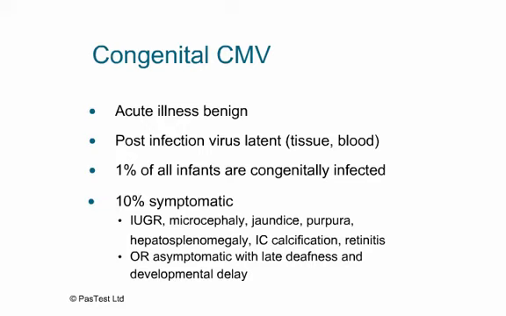CMV infection in mothers can either be primary infection, so the first time the mother has ever seen CMV, and she will get a viremia from that, or it can be reactivation of a secondary infection. It's important to remember that once you get CMV, it is never cleared from the body. So it remains latent in white blood cells for the rest of your life.